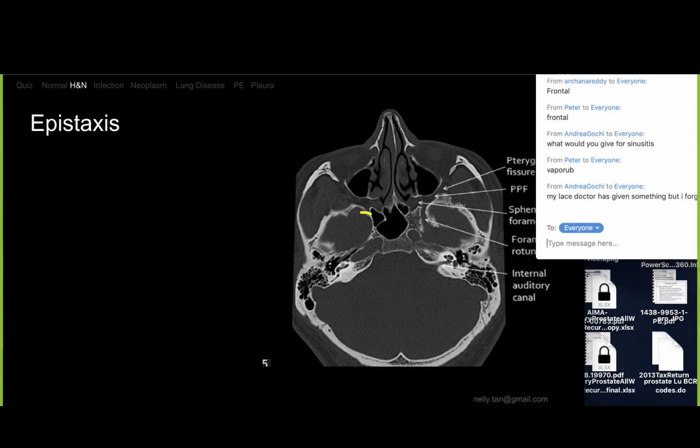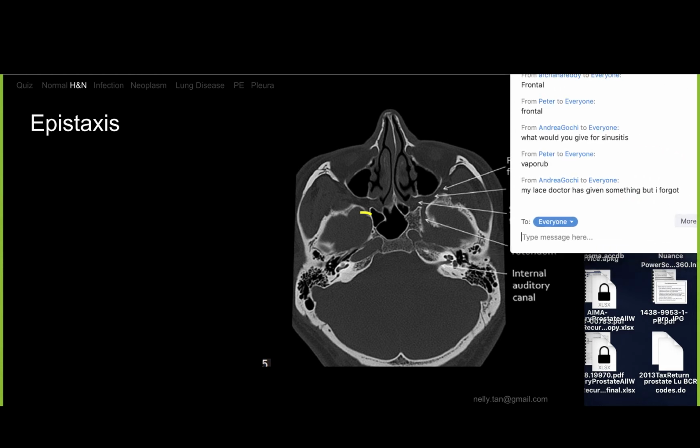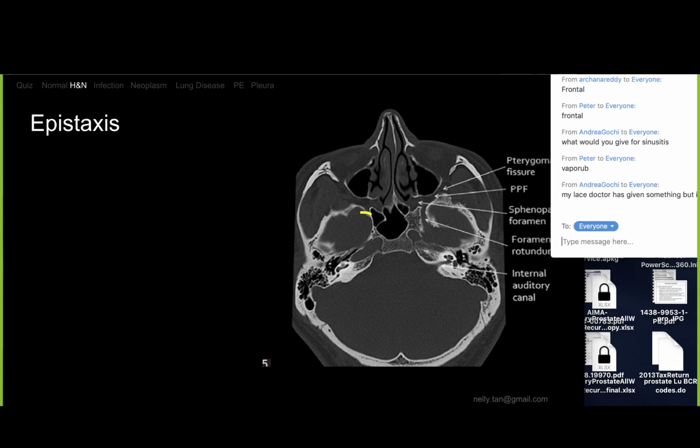Andrea said her doctor has given something, but she forgot. Sometimes they get this salt spray, which helps clear the mucus and the inflammation.